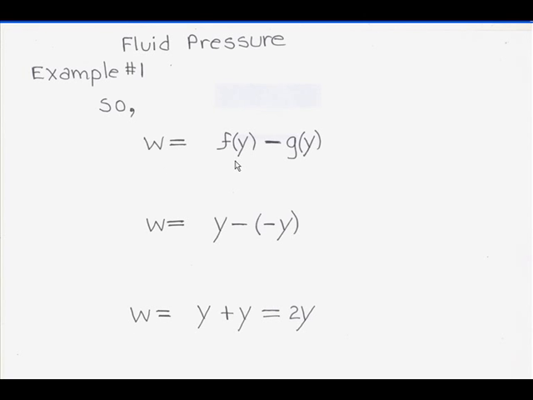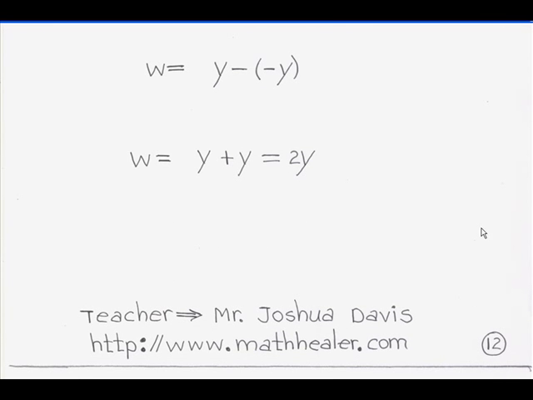So to find the width, we have to go f of y minus g of y. Well, in place of f of y, we substitute y. In place of g of y, we substitute negative y. W is equal to y plus y, which is equal to 2y. So now this is the expression for the width for the interval where y goes from 10 to 15.